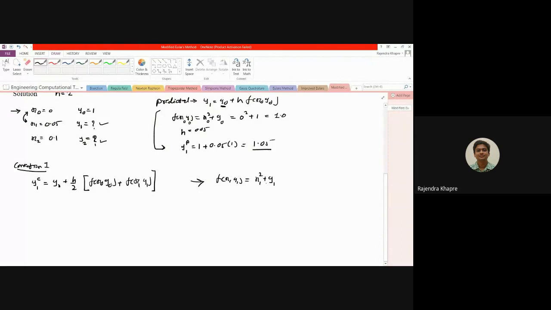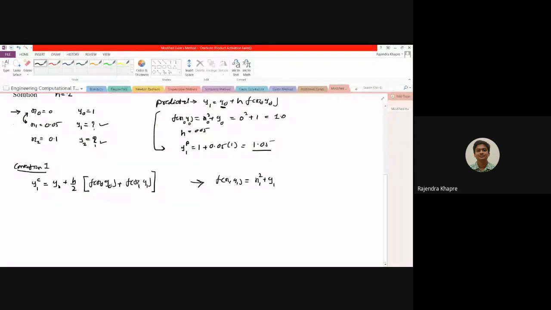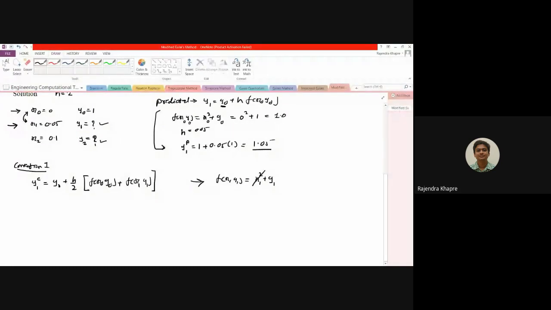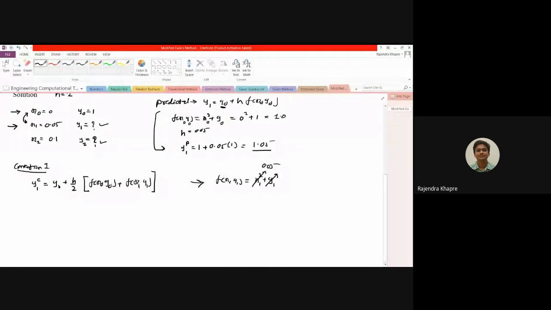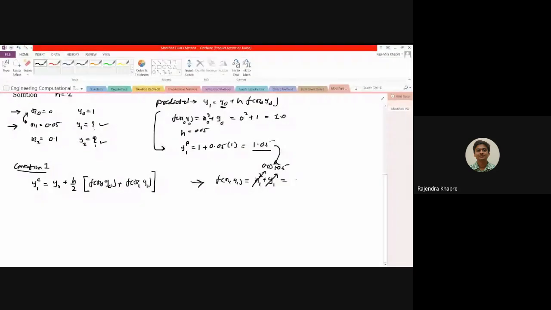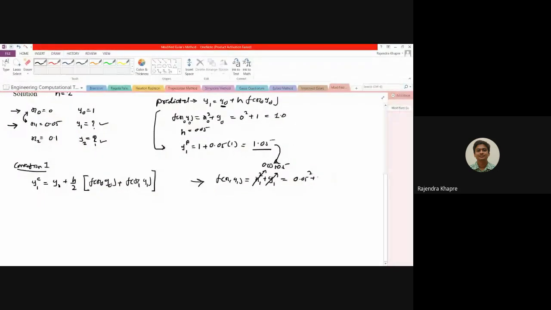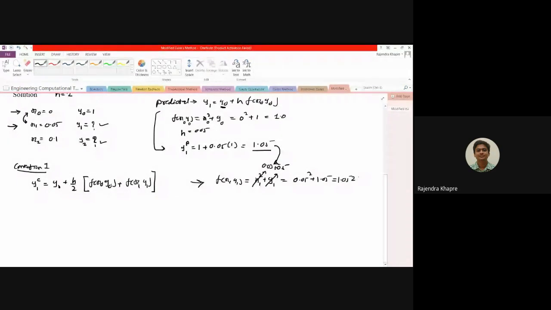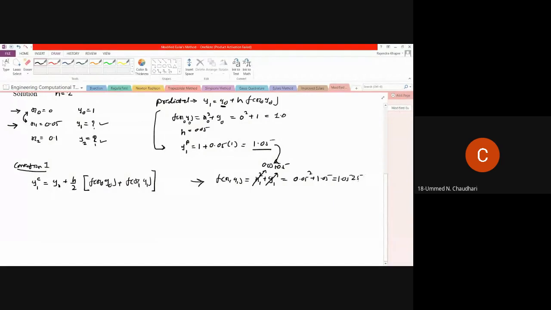Now the value of x1, if you see the second row, is 0.05. And the value of y1 we have just calculated, that is 1.05. So basically this is 0.05 square plus 1.05. How much is this? Someone please tell me the answer. 1.0525. That's it.